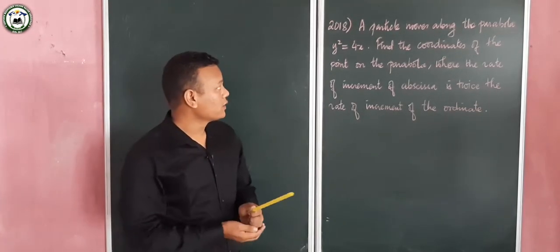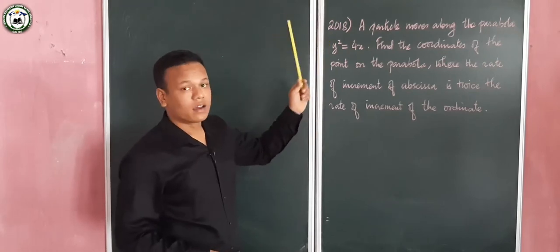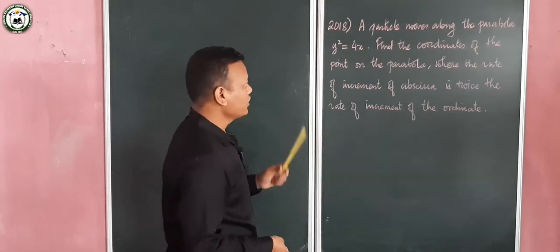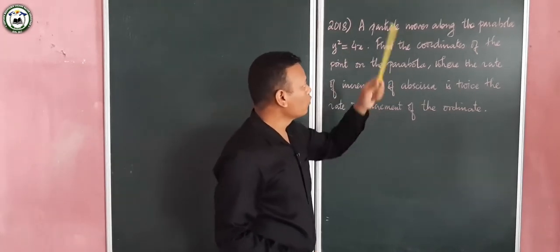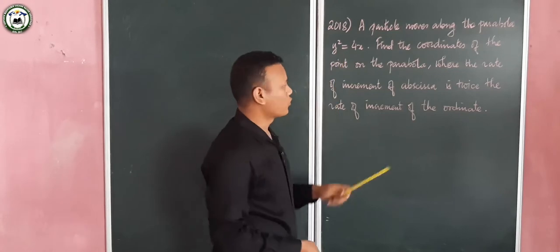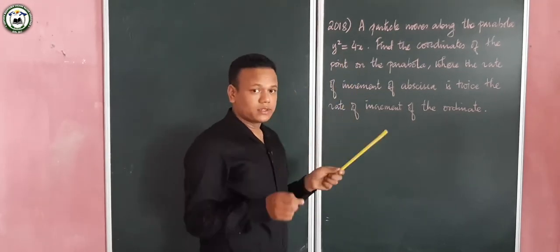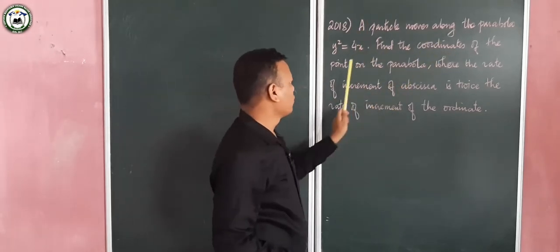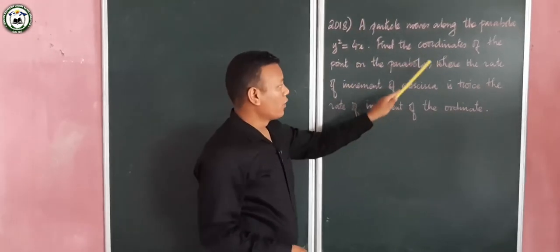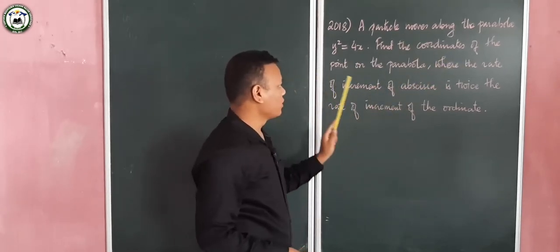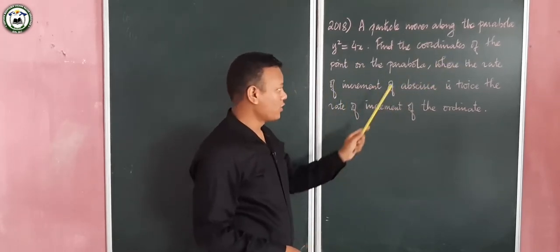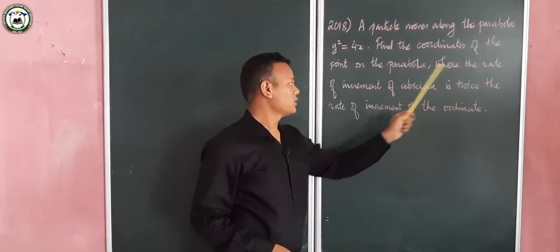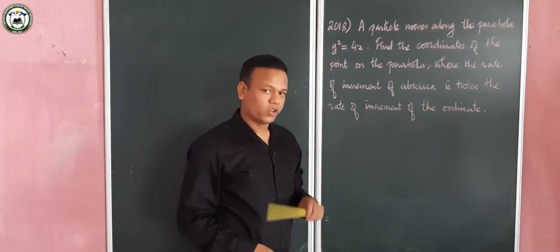Okay, let us have a look at this question again. This question has come in the HS examination of 2018. So the question is: a particle moves along the parabola y square equals 4x. So the parabola is the path the particle is moving on. Find the coordinates of the point on the parabola where the rate of increment of abscissa is twice the rate of increment of ordinate.